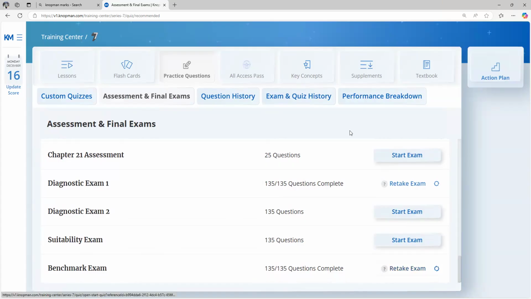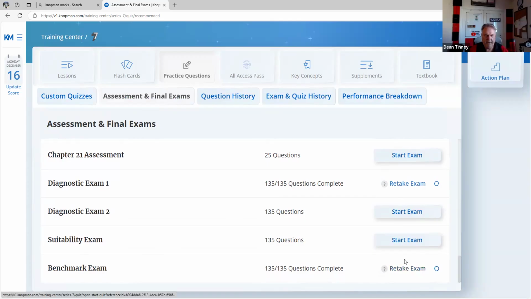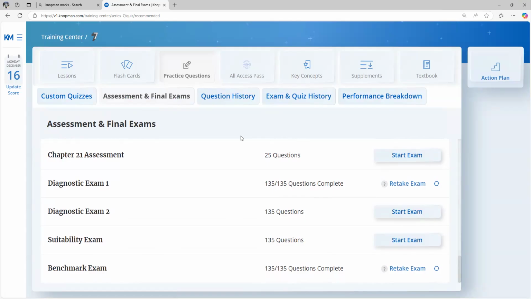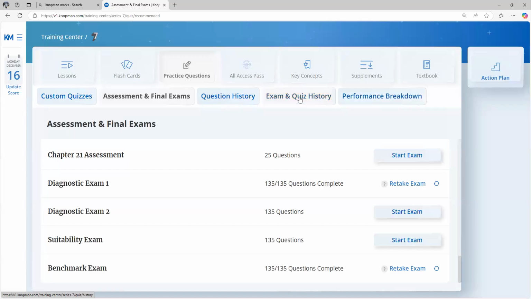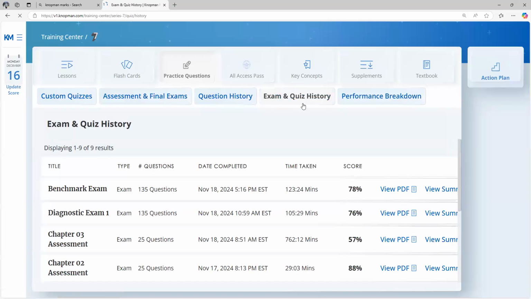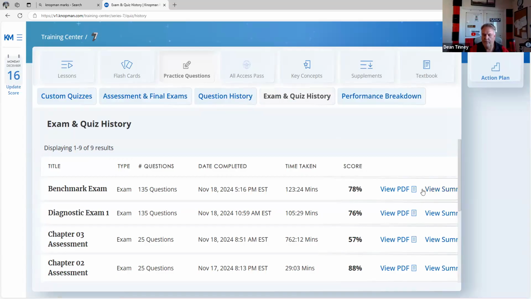Click it. So are we going to click it? I don't think we want to retake it. I want to go over the ones we missed. I know. I don't know how we. So assessment, custom quizzes, flashcards. Exam and quiz history. Exam and quiz history. Oh, there we go. View summary. There we go.